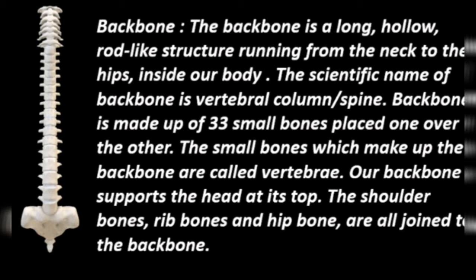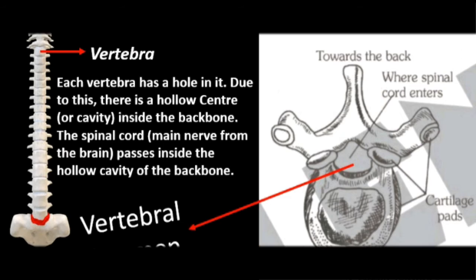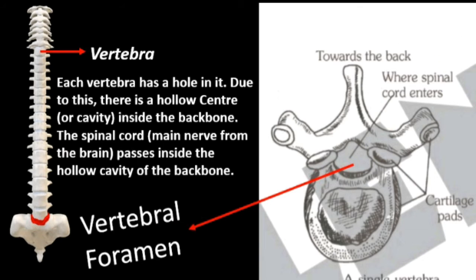An important point comes here that the first 7 ribs, the most powerful one, make the neck. I have marked the single vertebrae on the backbone for you. So there is an important point here. Each vertebra has a hole in it. Due to this, there is a hollow center or cavity inside the backbone. The spinal cord, the main nerve from the brain, passes inside the hollow cavity of the backbone.